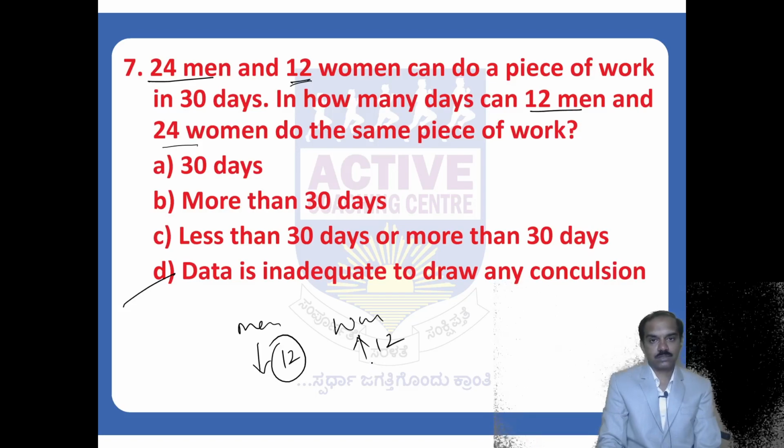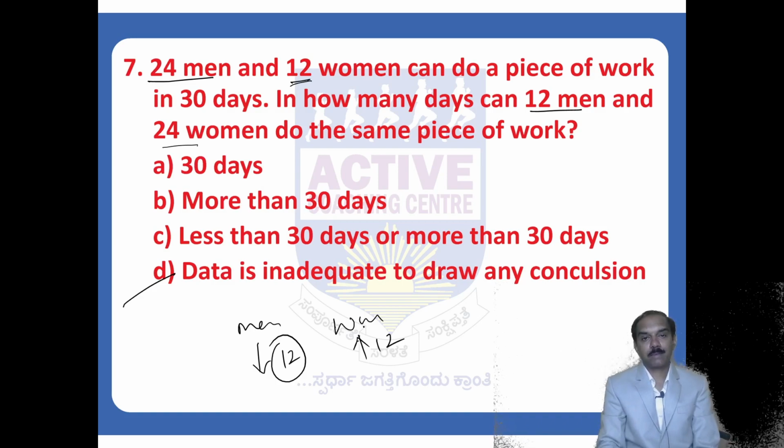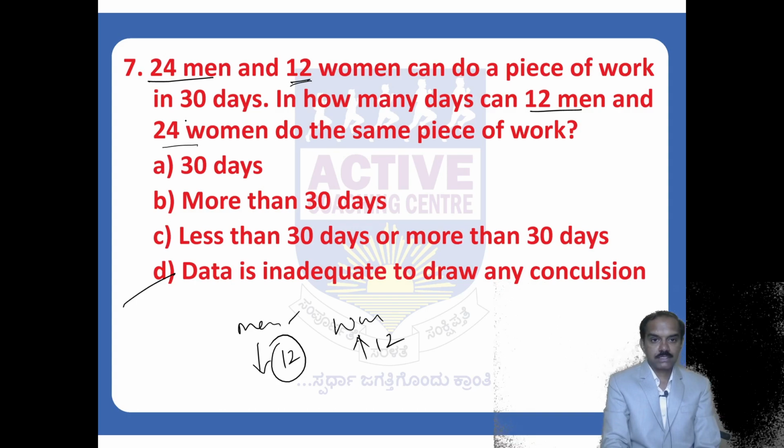So it is a universally accepted fact that the capacity of men is always more than the capacity of women. So 12 women cannot compensate the work of 12 men. Therefore, naturally, they will be taking more number of days. Here they are taking 30 days, so naturally they will be taking more than 30 days. That is going by one theory, but in the absence of data, you cannot conclude.